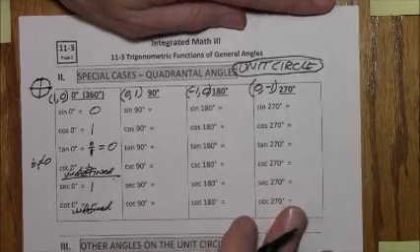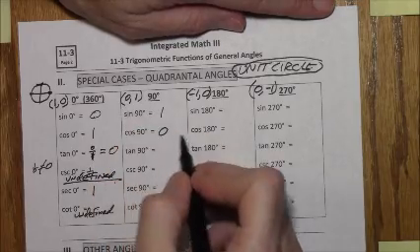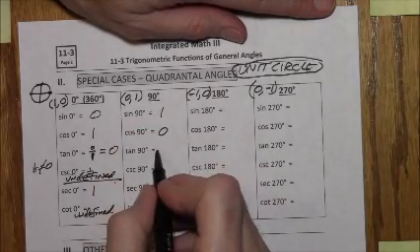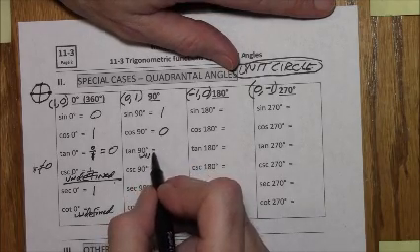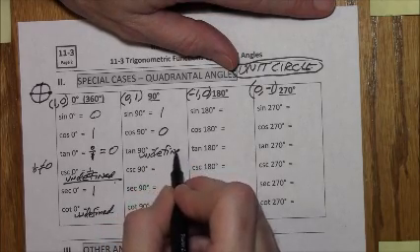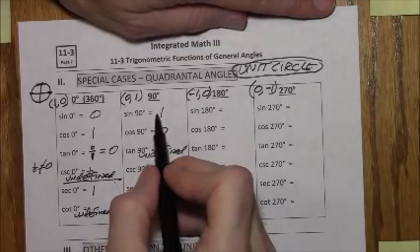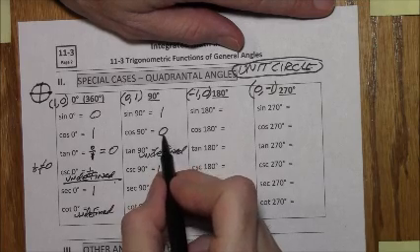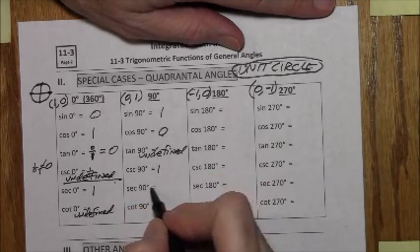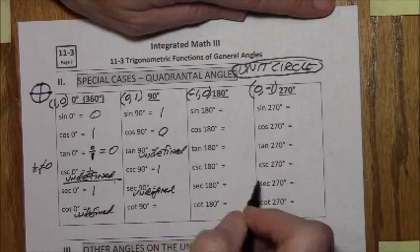Undefined. Now for 90 degrees, the sine is the y value, the cosine is the x value, the tangent is y over x. Whoops, 1 over 0 is not allowed. That's undefined. The cosecant now is going to be the reciprocal. 1 over 1 becomes 1. The reciprocal, since that's 0 over 1, the reciprocal becomes 1 over 0. Can't do it, so it's undefined.